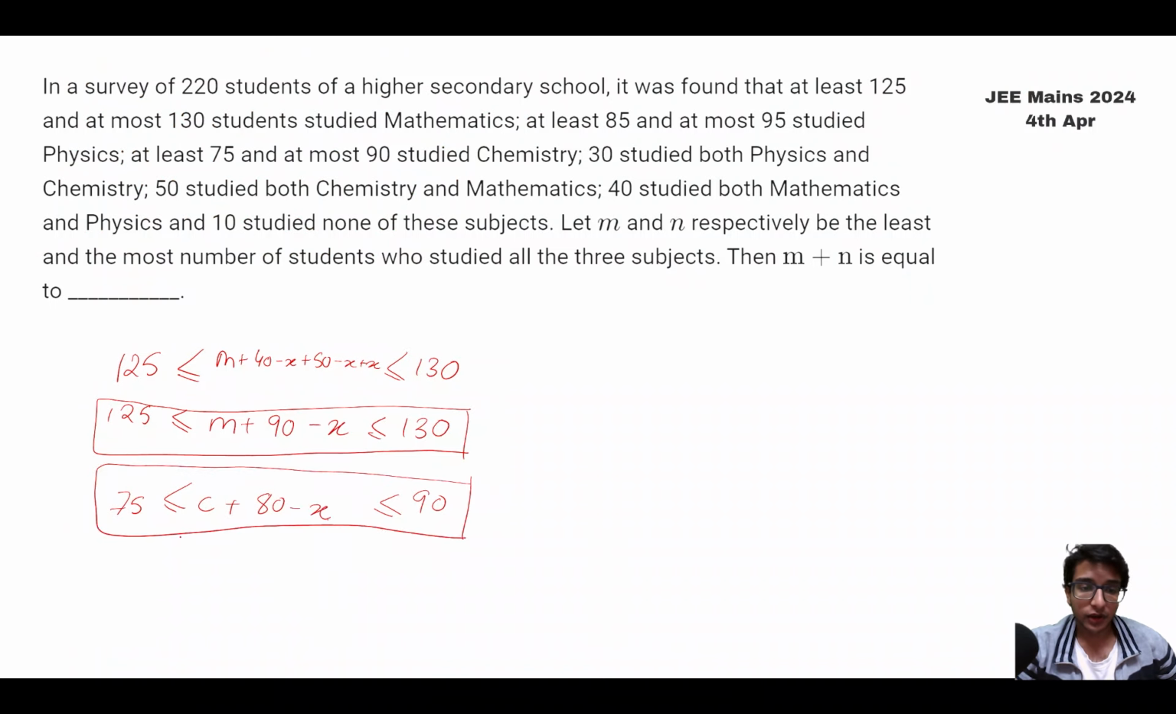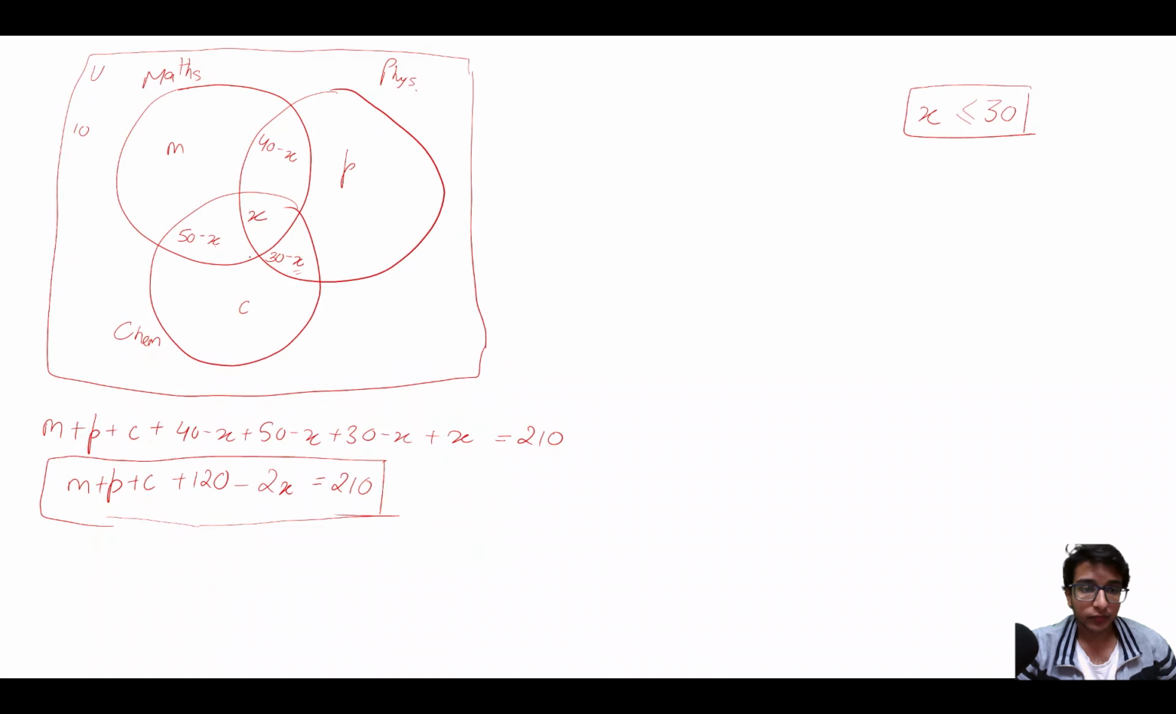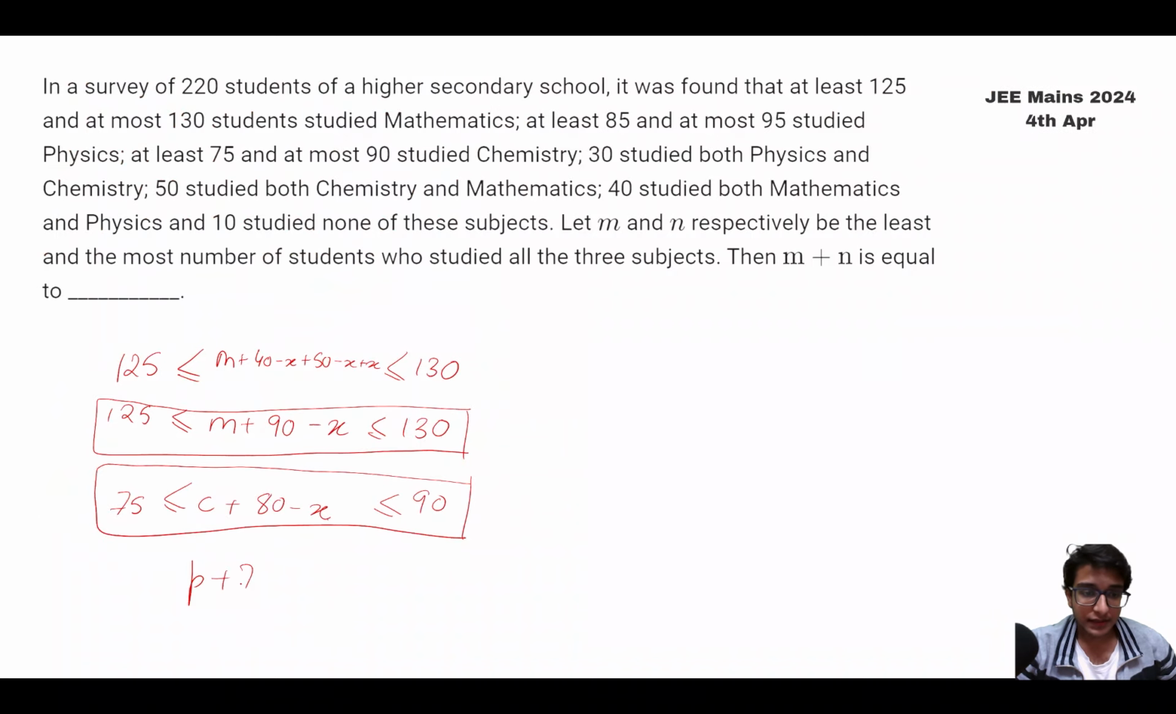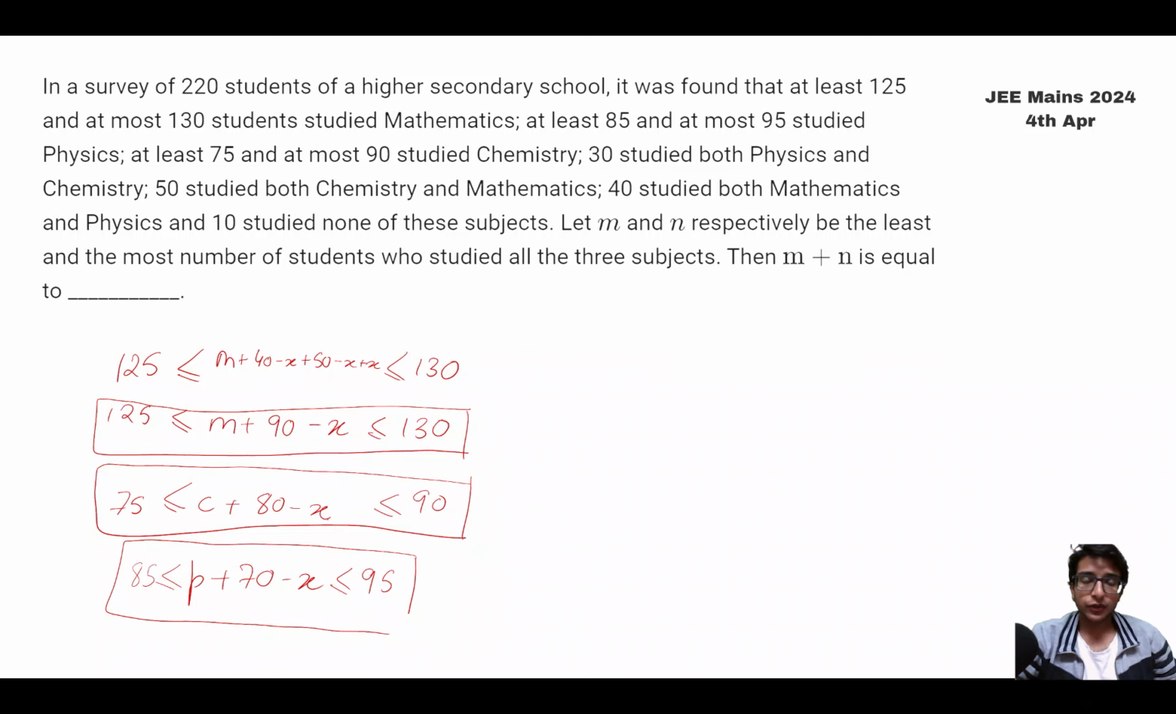Similarly, if we do for physics, we are going to have physics plus 70 minus x. This is less than equals to, what are the lower and upper bounds for physics? We have 85 and 95. So we have 95 and this is greater than equal to 85. So we've gotten our three equations.